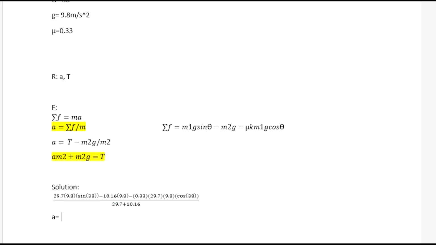So if we compute here, let's grab our calculator. So we have here our acceleration will be 0.10 meters per second squared.